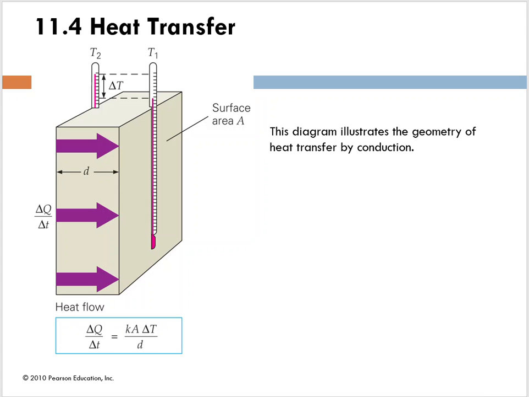This diagram illustrates the geometry of heat transfer by conduction. So here's our equation. The change in energy over the change in time, the amount of power going into this, is going to be equal to, first of all, how well it takes on heat, the thermal conductivity, times the surface area that the heat is flowing into, times the change in temperature from one side to the other. On one side it's got a certain temperature, on the other side it's got a lower temperature, divided by the thickness.